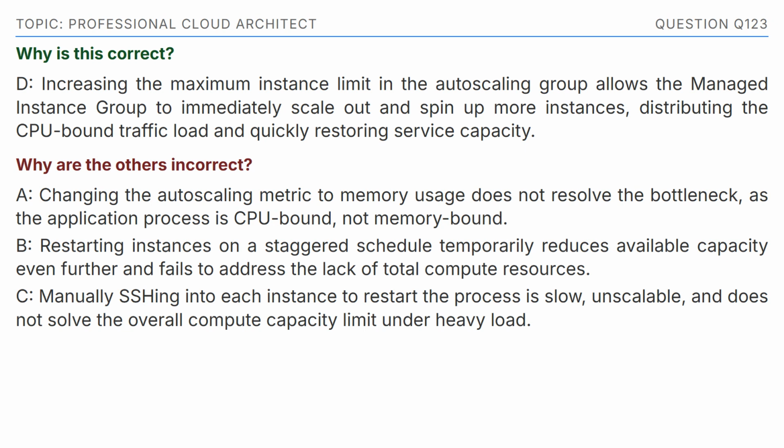Why are the others incorrect? A. Changing the autoscaling metric to memory usage does not resolve the bottleneck, as the application process is CPU-bound, not memory-bound. B. Restarting instances on a staggered schedule temporarily reduces available capacity even further and fails to address the lack of total compute resources. C. Manually SSHing into each instance to restart the process is slow, unscalable, and does not solve the overall compute capacity limit under heavy load.